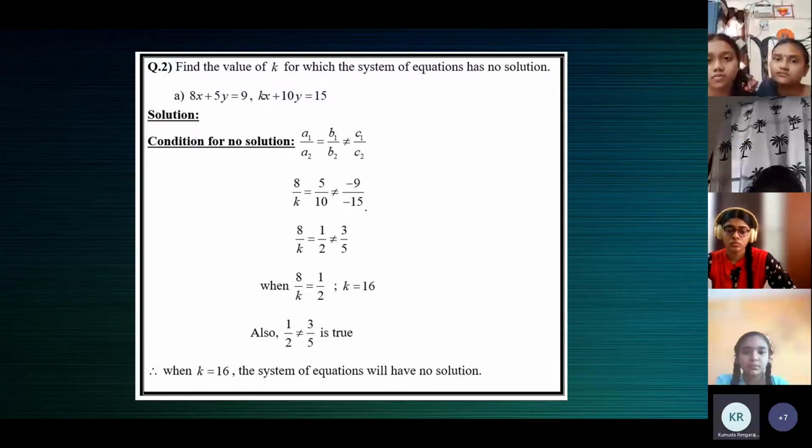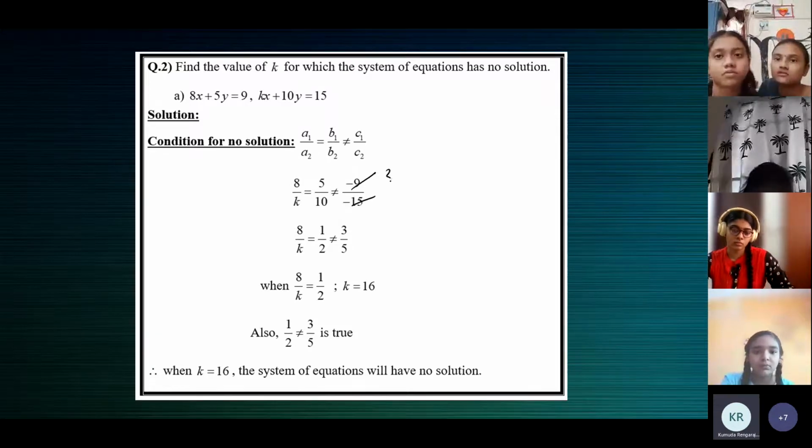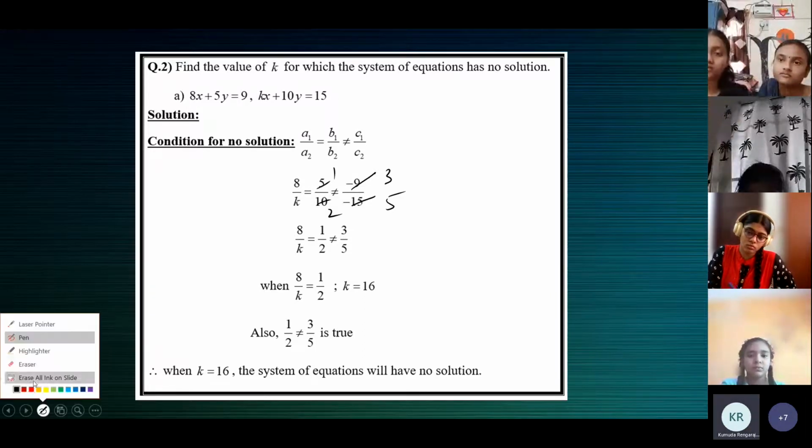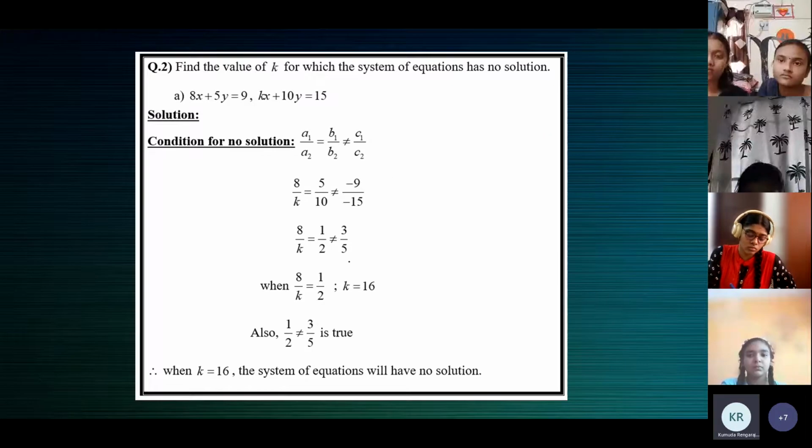So we've just substituted the values. Now when you simplify this, you get 3 by 5. When you simplify this, you get 1 by 2. So 8 by k is equal to 1 by 2, which is not equal to 3 by 5.